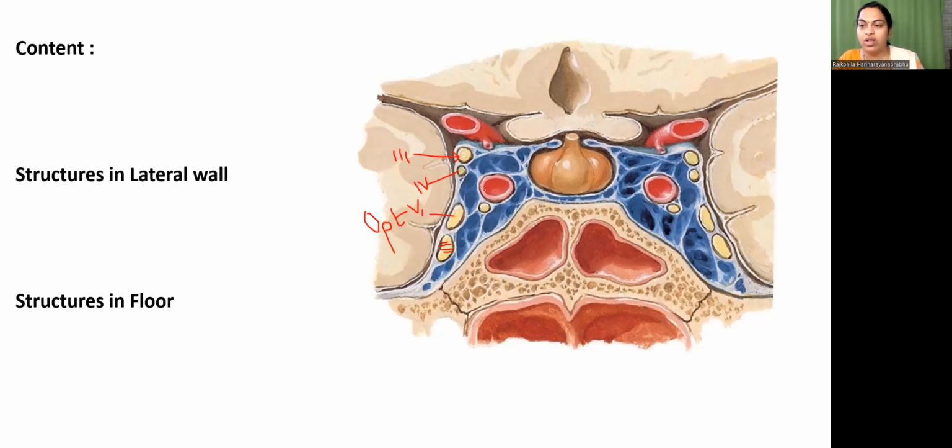Similarly, in the floor, we see the internal carotid artery in the floor of the cavernous sinus. So this lies in the floor. Next to it, that yellow structure, this one is the abducent nerve. Okay, so everything is eye related, right? So these are very, very important.